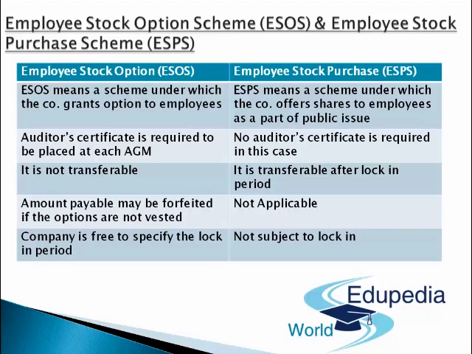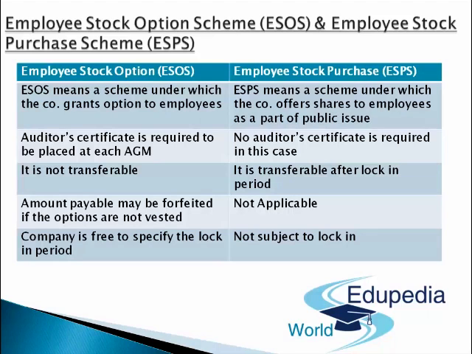In the case of the employee stock option, the auditor's certificate is required to be placed in each AGM, annual general meeting, stating that the scheme has been implemented as per the guidelines and in accordance with the special resolution passed. Whereas in the case of employee stock purchase, no such certificate of the auditor is required. The employee stock option scheme is actually not transferable. But the employee stock purchase scheme is transferable, but after a lock-in period. One can transfer these kinds of purchases after the lock-in period, which may be 6 months, 1 year, or 2 years for that matter. But in the case of ESOS, those stock options cannot be transferred.